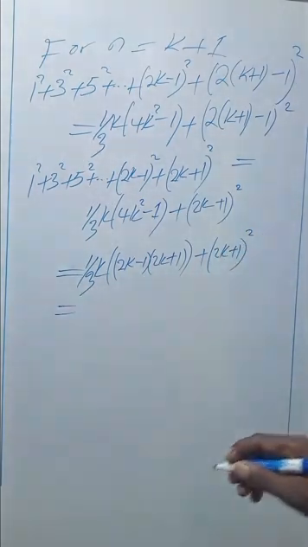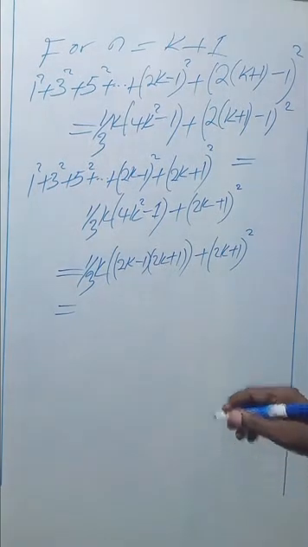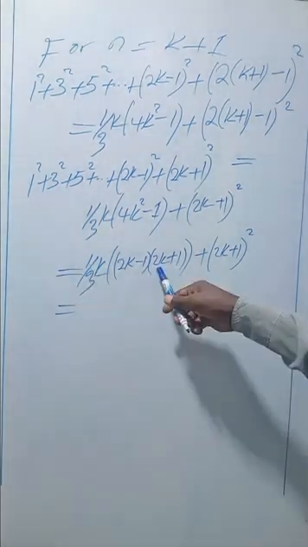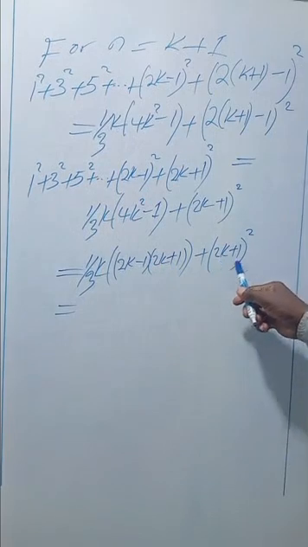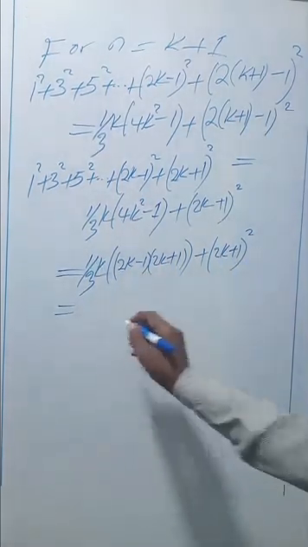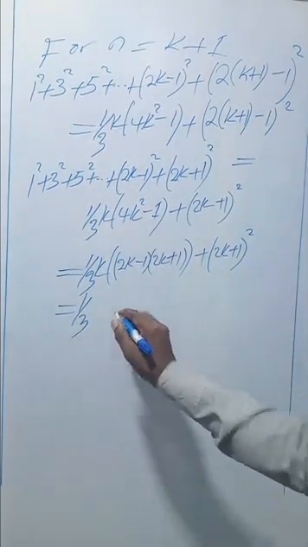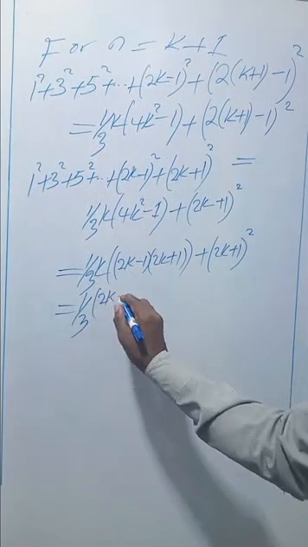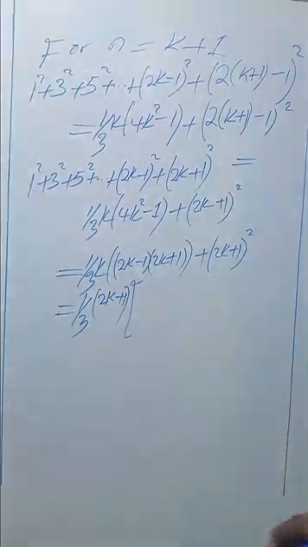Taking the common factor outside, let's take this fraction outside. So we shall take 2k plus 1. Here we have 2k plus 1, then 1 over 3. So our common factor, let it be 3, then 2k plus 1. Then let's have this kind of bracket.